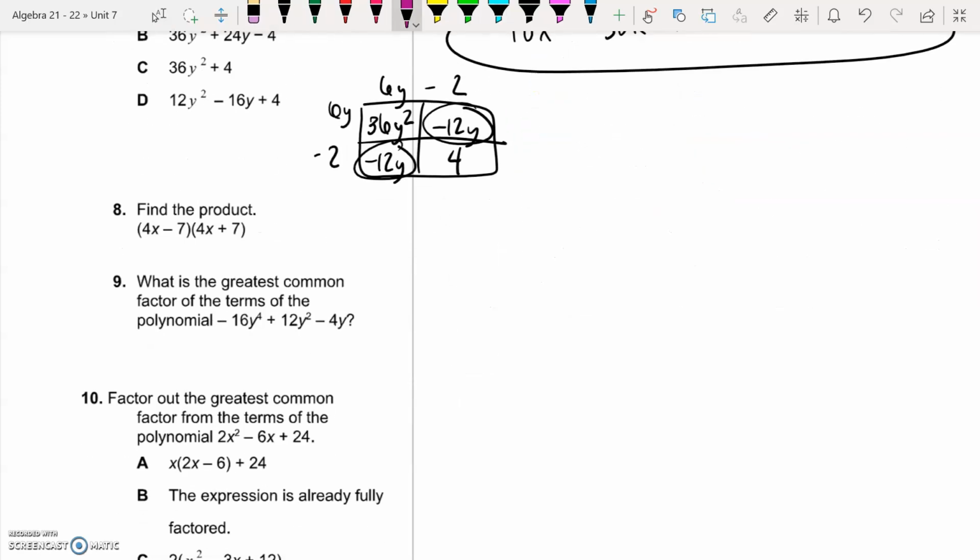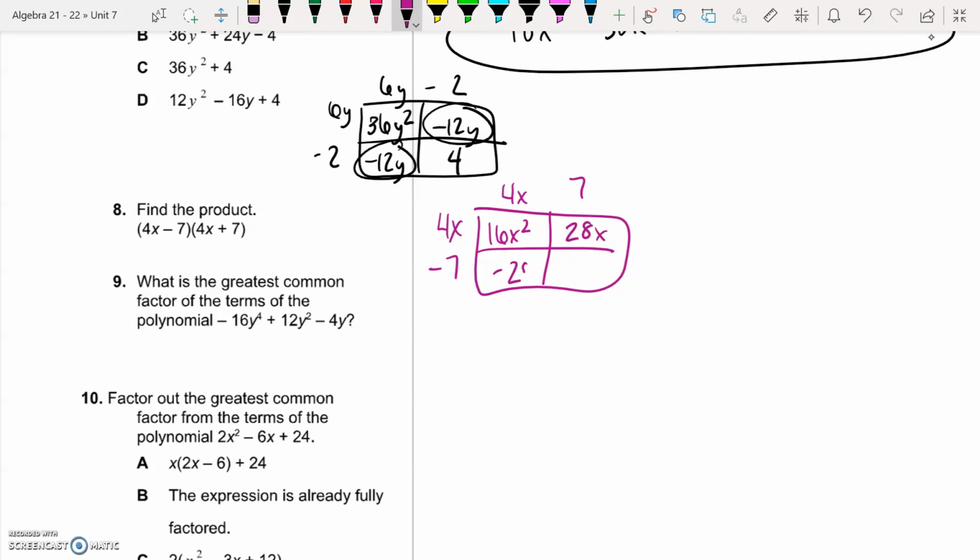Number 8, we're going to find the product again. So we're going to do the box method again, or you can do the FOIL on this one if you want. It's kind of up to you on how you want to do it. So I'd have 16x squared, 28x, negative 28x, and negative 49. So again, you would add like terms after you multiply. Well, I would add those. They would cancel each other out. So I'd have 16x squared minus 49.